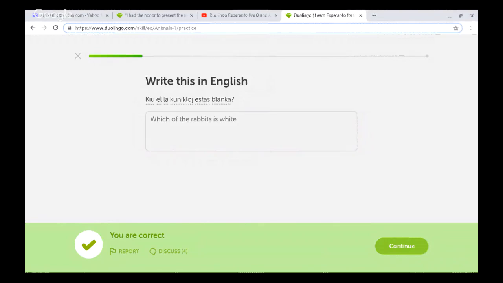El la kunikloj is a prepositional phrase, right? So it's a group of words that doesn't stand by itself. Kiu estas blanka is the basic sentence. Kiu estas blanka: kiu is singular, blanka is singular.